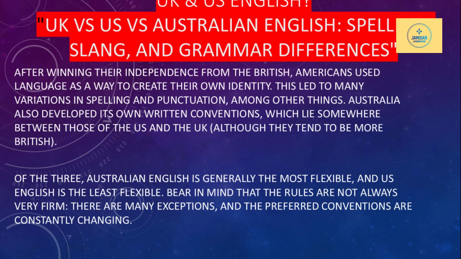After winning their independence from Britain, Americans used language as a way to create their own identity. This led to many variations in spelling and punctuation, among other things. Australia also developed its own written conventions, which lie somewhere between those of the US and the UK.